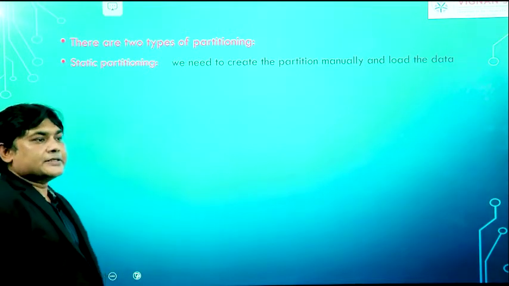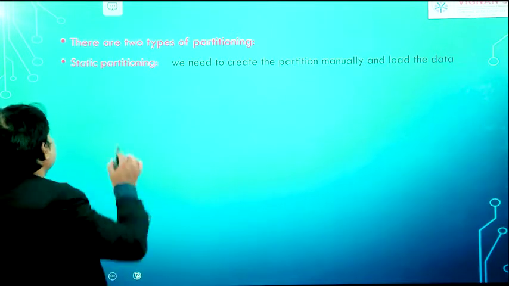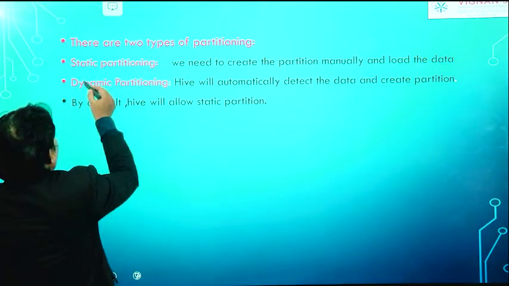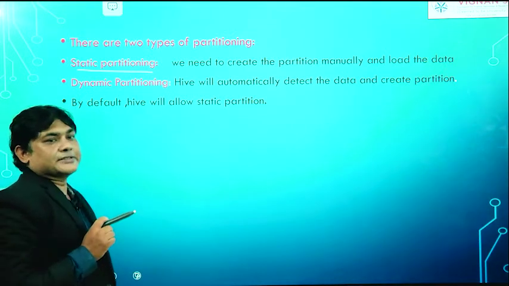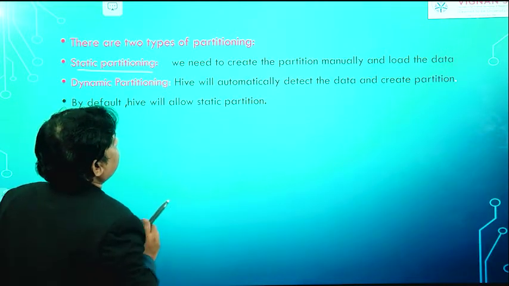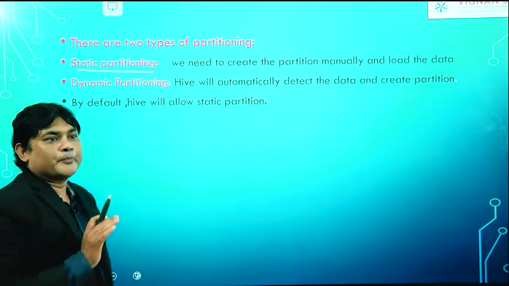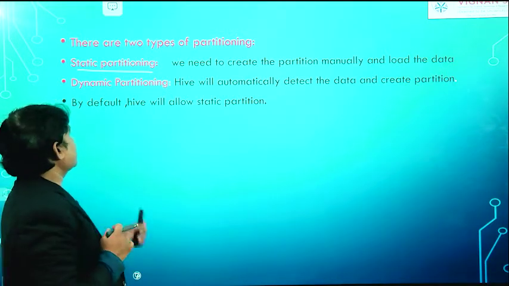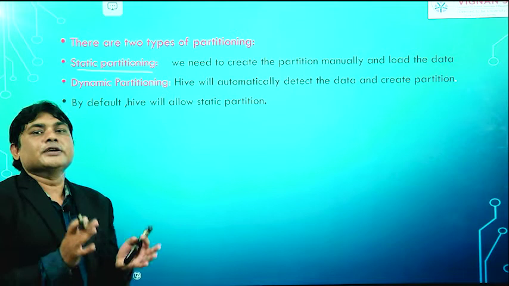In Hive we have two types of partitioning. One is called static partitioning. In static partitioning, we do the partitioning manually. It means we need to create the partitions manually and then load the data into those partitions. That is static partitioning. There is no automatic process; we have to do it manually only.